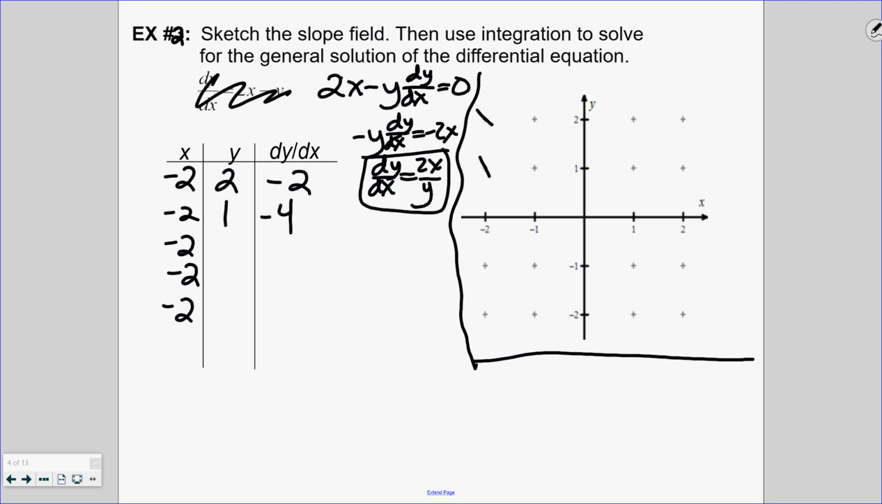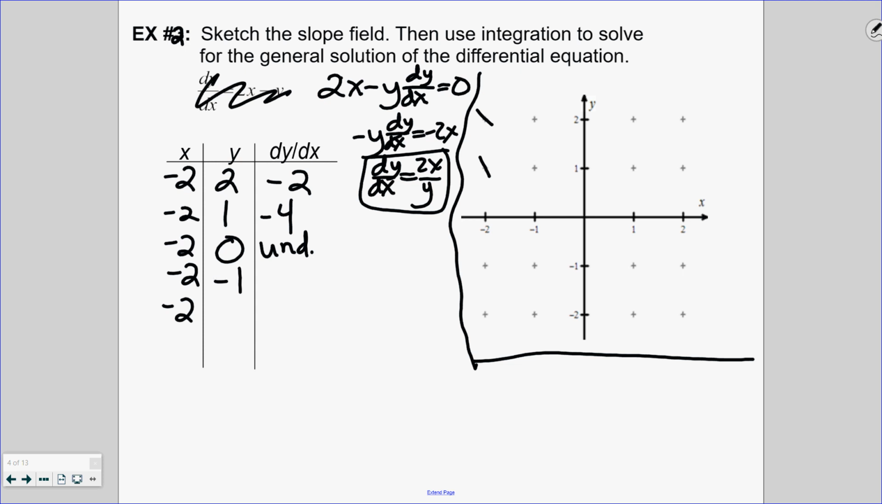as negative 4. If I plug in negative 2, 0, that point, well, you're going to end up with negative 4 over 0, which of course is undefined. So that means that we don't have anything drawn there. So there won't be anything drawn at that point.